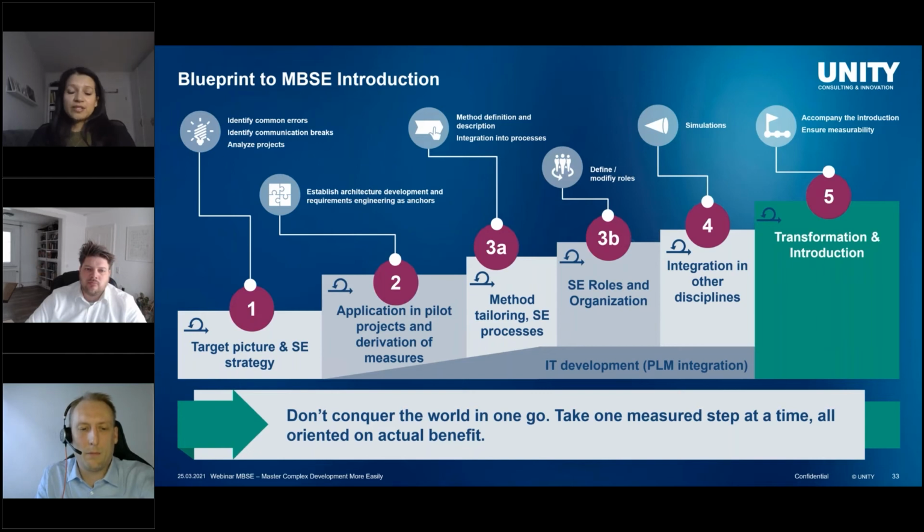When you have gained first implications and measures, and some experience in using the MBSE methodology, you can integrate it into the rest of the systems engineering processes in order to scale it up and learn more and more. And as you can see here, it's more of an agile approach. So implement it, learn from it, test it, and then scale it up to further processes. And then of course you have, with 3B, 4 and 5, the scaling on that.